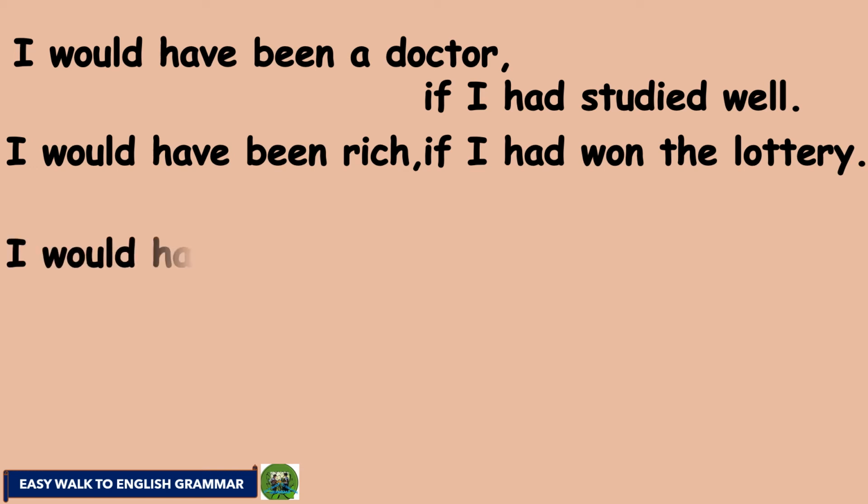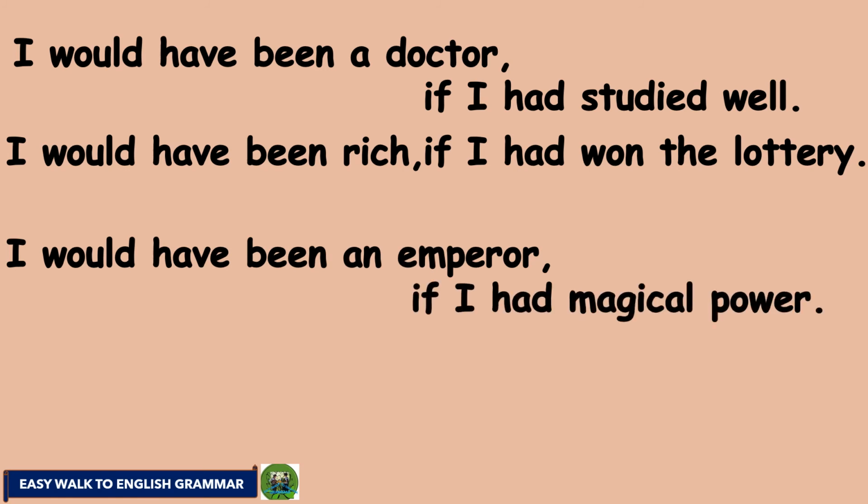Next sentence. I would have been an emperor if I had magical power. I would have risen up to the state of being of an emperor if I had magical power. I don't have any magical power now, and I cannot make myself an emperor. I would have been an emperor if I had magical power, referring to a past possible state of being.